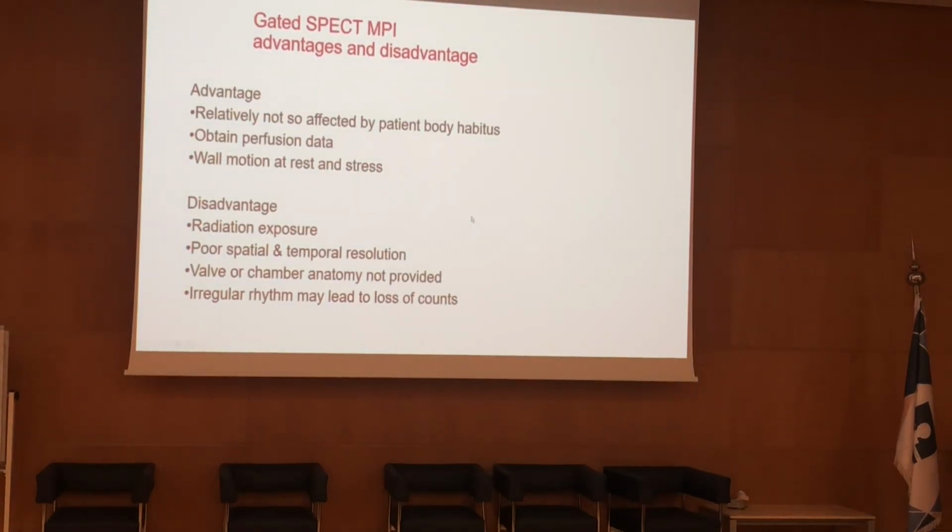So what are the advantages of MPI? MPI is myocardial perfusion imaging. We call it MPI. It's not affected by patient habitus. If the patient is obese, we can use PET, for example.